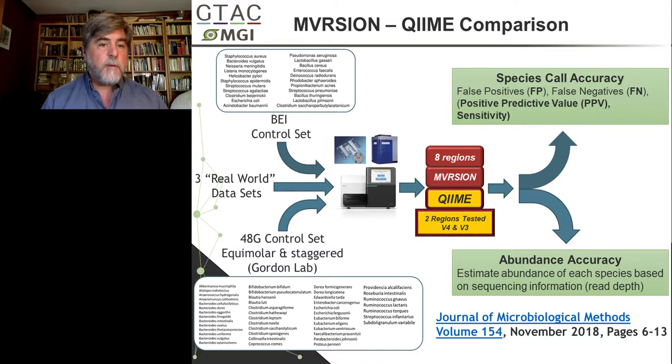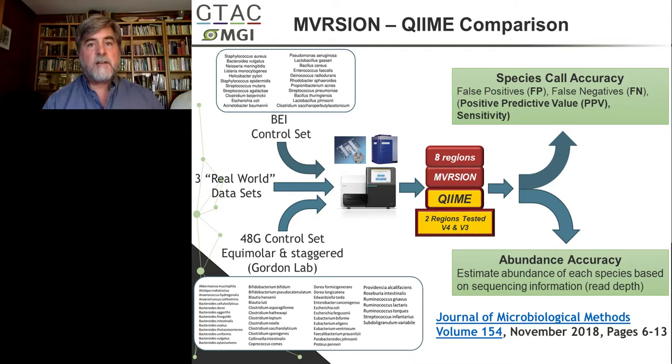What we fed into this experiment were 3 different defined sets. One we got from the government, the BEI set, and this is 20 equimolar. It's a cocktail of 20 DNAs from 20 different species in an equimolar concentration. In addition, one of our co-authors, Jeff Gordon, provided us some defined 48 sample sets. And in this case, they were equimolar, but he also gave us the same bacteria in staggered concentrations. The concentrations of these 48 genomes varied over 4 orders of magnitude.